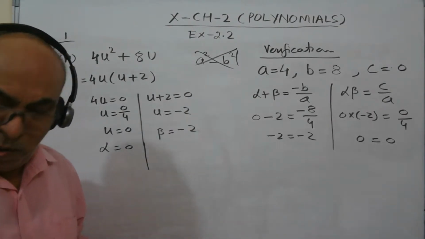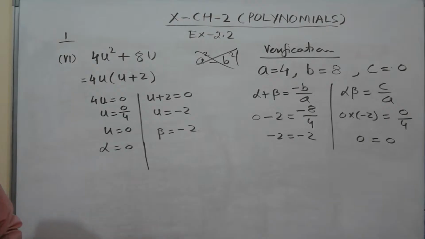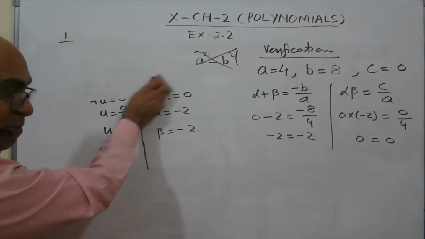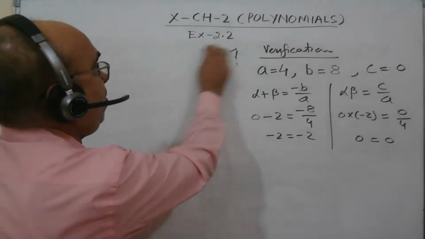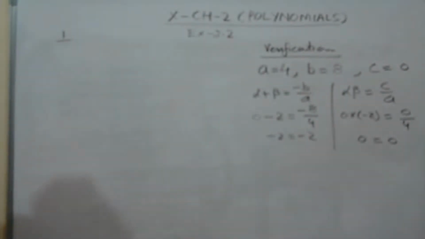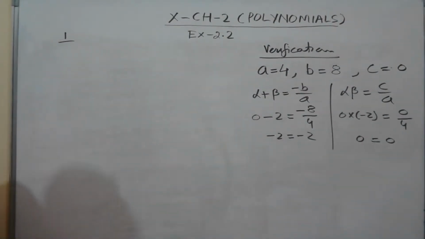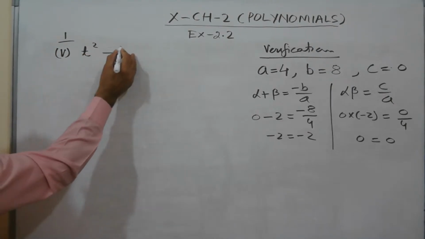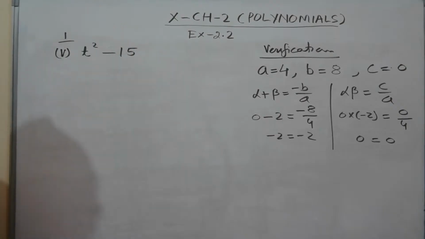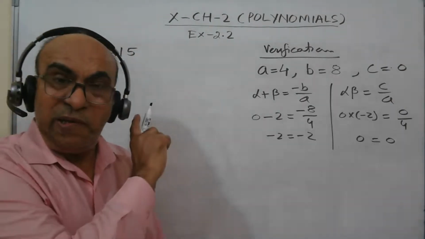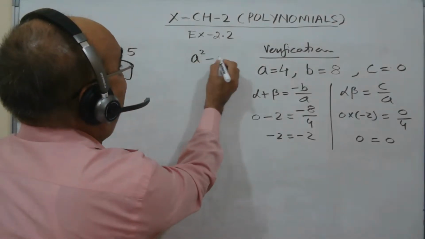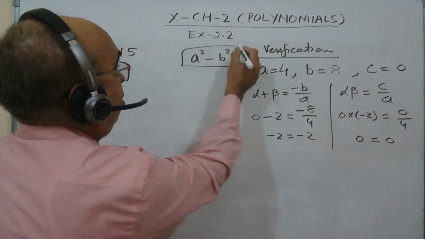Okay, now the next bit, that is the fifth bit, t square minus 15. Yes. So between them, there is a minus sign. So we can use a square minus b square.